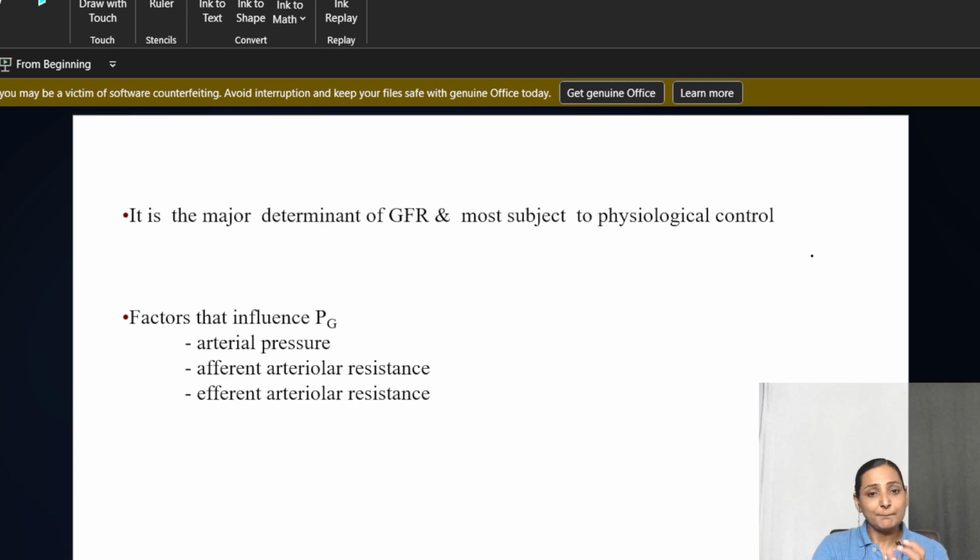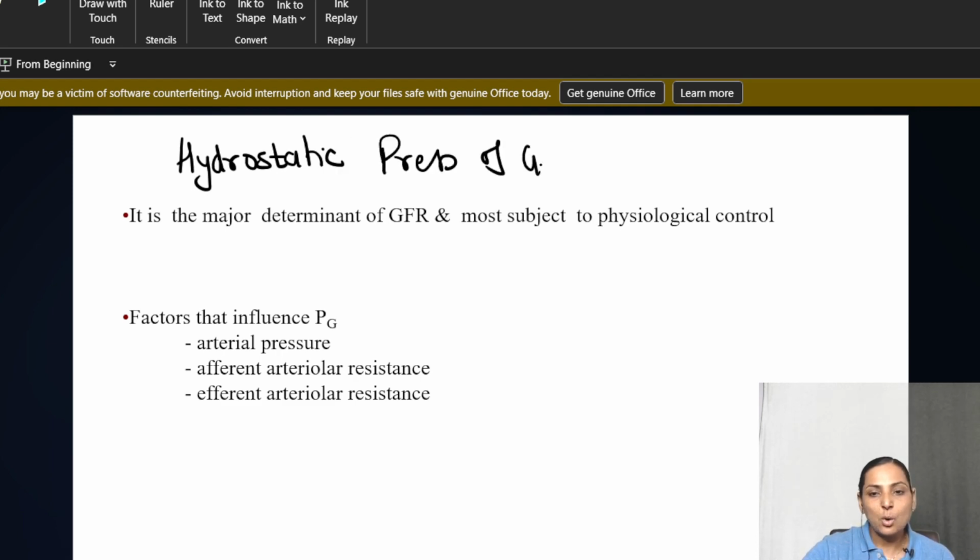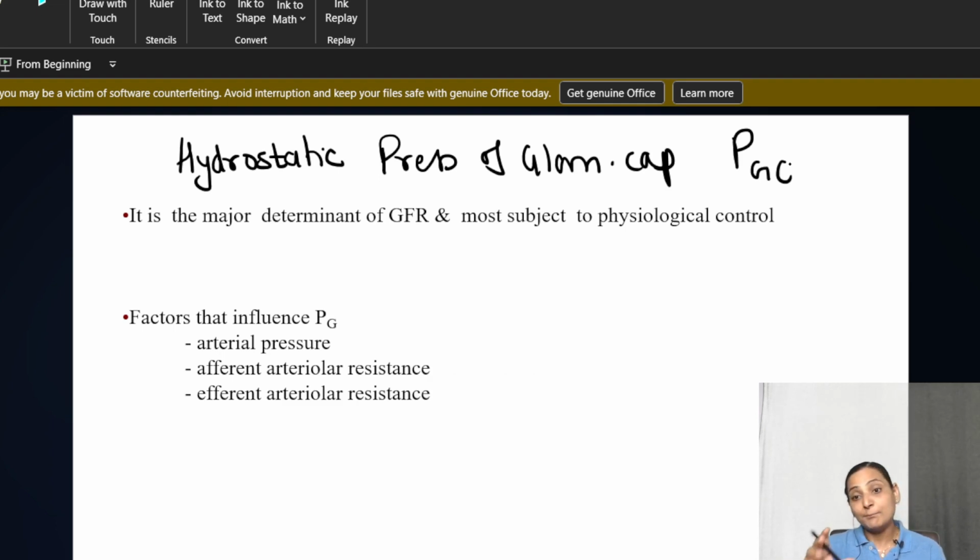Now the most major determinant of GFR and which is most subjected to physiological control is the hydrostatic pressure of the glomerular capillaries. So P for hydrostatic pressure, GC for the glomerular capillaries. This is the most physiological factor which is subjected to control. So the conditions which can affect this pressure are arterial pressure, that is your mean arterial blood pressure, afferent arteriolar resistance, and the efferent arteriolar resistance, right?